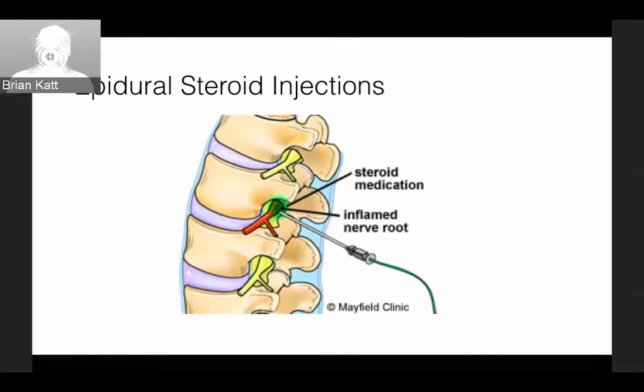Same code for transforaminal? No, it's a different code, totally different code. If you're doing it for stenosis, are you more likely to go bilateral on that? It depends on where the symptoms are. So I only inject the side where the symptoms are.